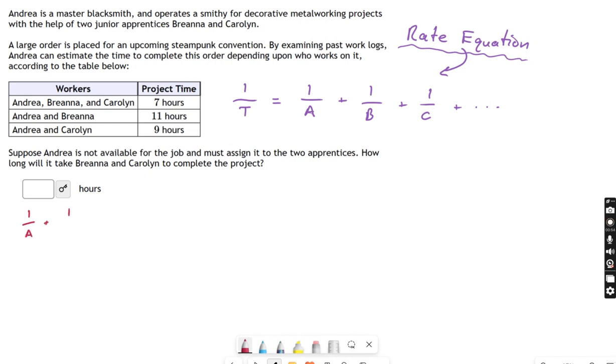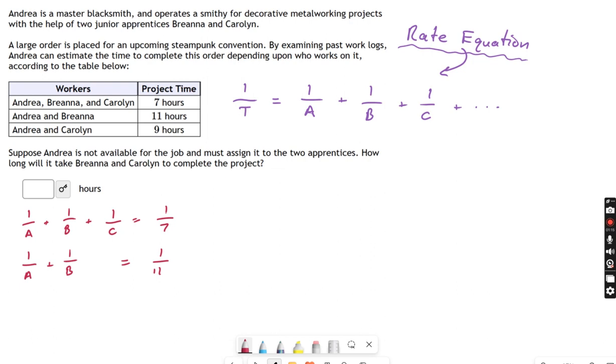I know from the table, first line, that 1 over A plus 1 over B plus 1 over C equals 1 over 7 hours. I also know from the second line in the table that 1 over A plus 1 over B equals 1 over 11 hours. This is called a system of equations.